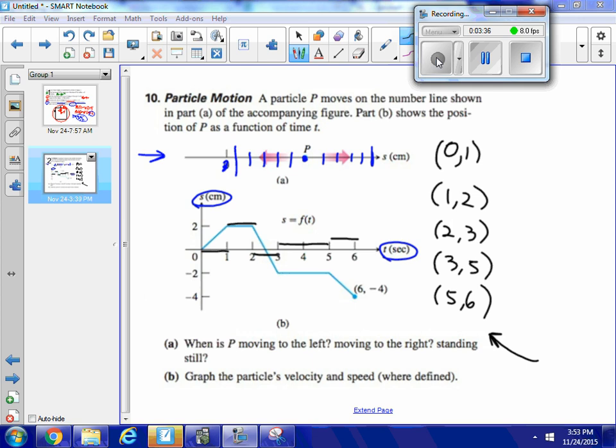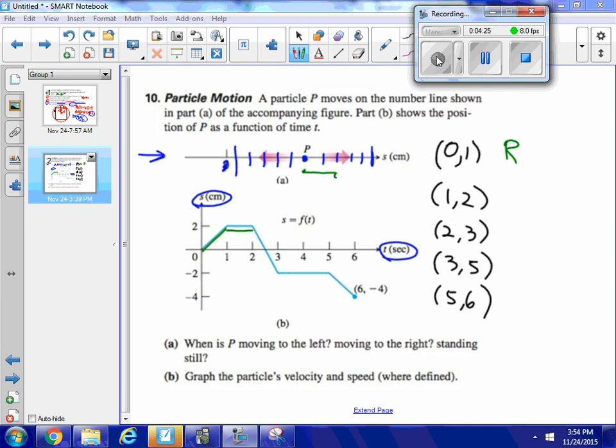So in looking at question A, I'm going to first look at the interval from 0 to 1. And I can see that the slope of my displacement to time is positive. And it went up from 0 to 2. So really what I did was I moved here from 0 to 2. So I have moved in a rightward direction. Now, from 1 to 2, well, I haven't gone at all. I've stayed in the exact same place at 2 centimeters. So for there, I have been still.